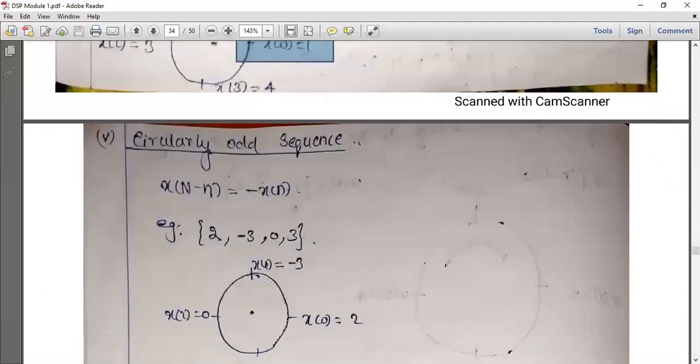Then next we have circularly odd sequence. Circularly odd sequence എന്ന് പറയുമ്പോൾ x of N minus n is equal to minus x of n.